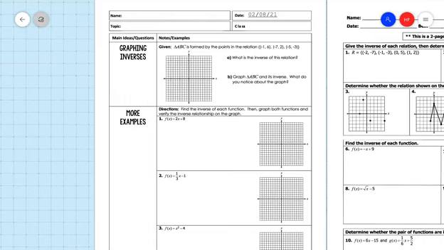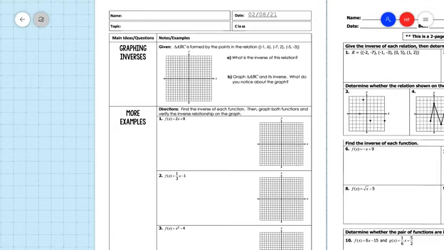Alright, so today is day 2 of graphing inverses. So we're going to be graphing some inverse functions and inverse relations here. So the notes portion will be rather short just because this is day 2, and then you'll have the remaining class time to work on the homework.